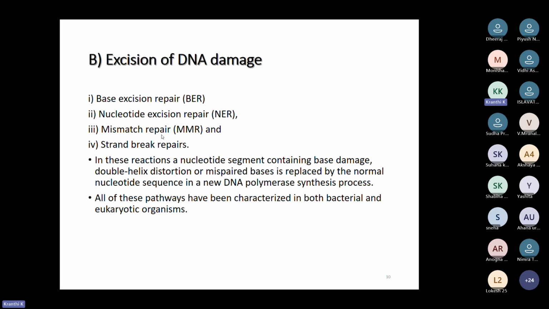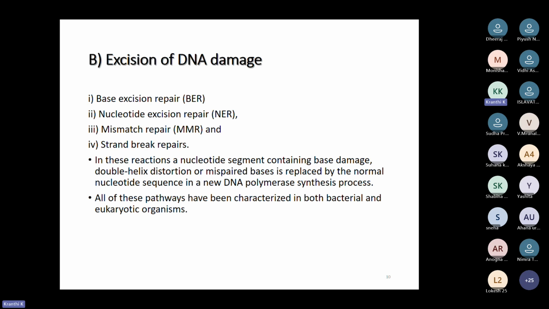Then mismatch repair. If there is any mismatch, then it will excise and add the new one. Then strand break repair may also happen. What do you mean by strand break? If there is any break in the double strand or single strand, then it will repair. In these reactions, a nucleotide segment containing base damage, double helix distortion, or mispaired bases is replaced by the normal nucleotide sequence, and DNA polymerase repairs the damaged DNA. DNA polymerase only, right? All of these pathways have been characterized in both bacterial and eukaryotic organisms.